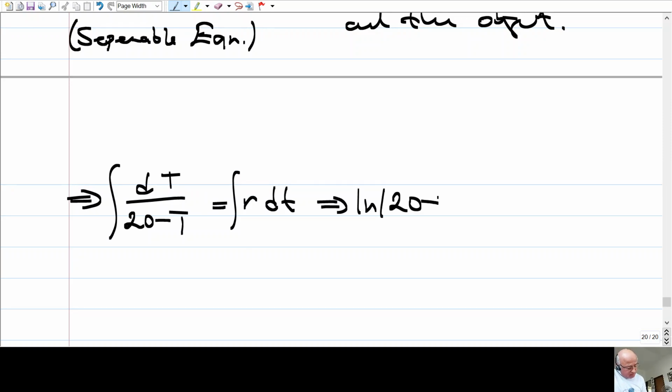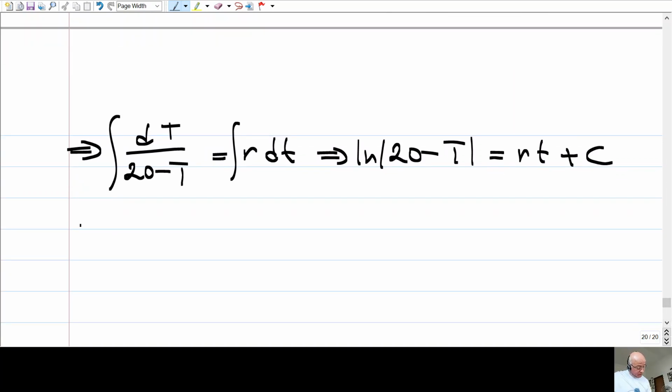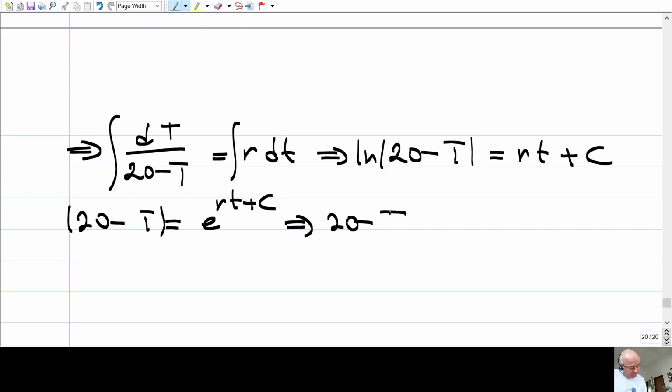Logarithm of 20 minus T is equal to rt plus a constant. Actually, I have two constants from both integrals, one from each integral, but they add up to one arbitrary constant. So I have this. And from this we get what? The absolute value of 20 minus T is e to the power rt plus c. And from this, 20 minus T is plus minus e to the power c times e to the power rt.